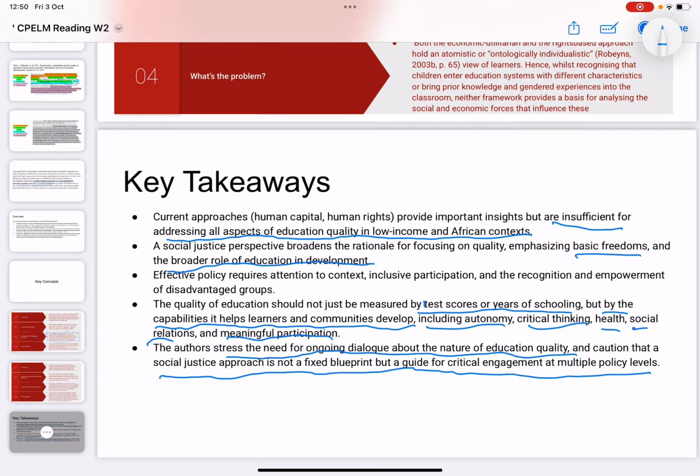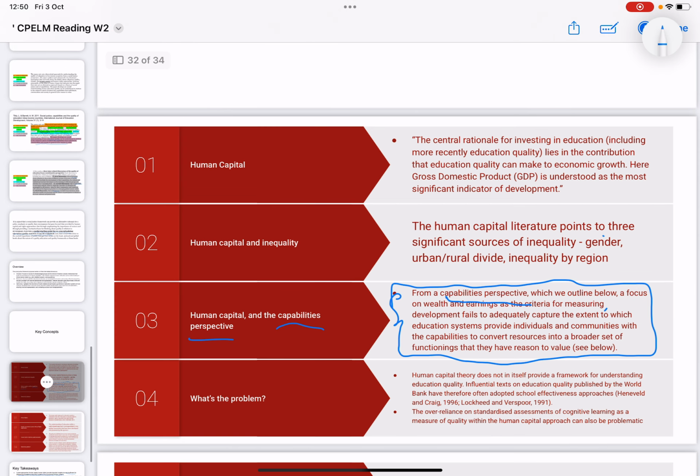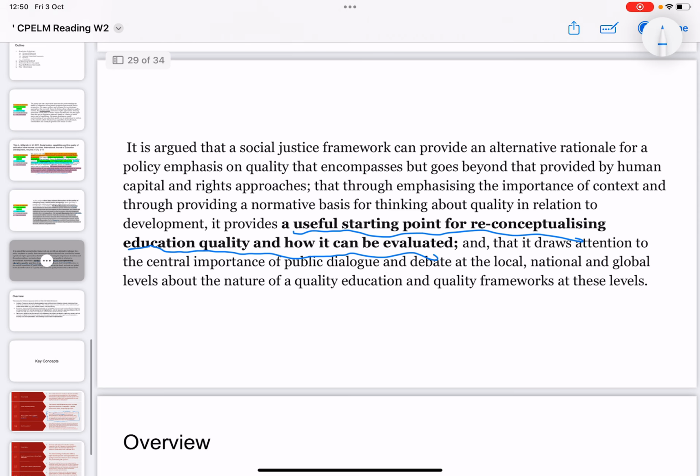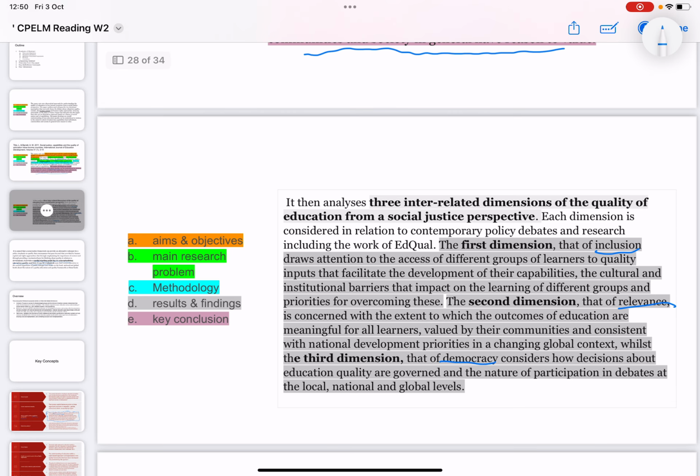But for someone like me, who has been a teacher for 9 to 10 years in the classroom with failing students, I need to improve their test scores in some ways, because it's only then they can get access to higher education. And from the third article, from Tikly and Barrett, they talk about really having a social justice framework in defining education, and they use these three dimensions. What was it again? I think it was inclusion, relevance, and in a way democracy, in really defining the quality of education.